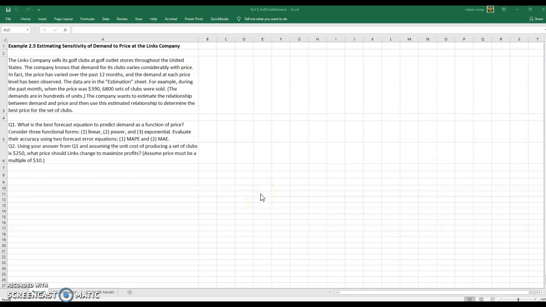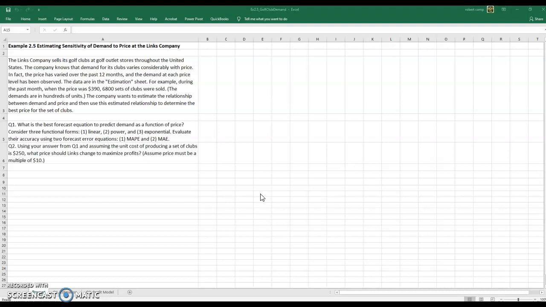Hello! In this example, we're going to play around with some curve fits and try to figure out what's the best curve fit to use for our predictive data. Okay, so the Lynx company sells its golf clubs at golf outlet stores through the United States. The company knows that demand for its clubs varies considerably with its price. In fact, the price has varied over the last 12 months and demand at each price level has been observed. The data is in the estimation sheet for Q1.